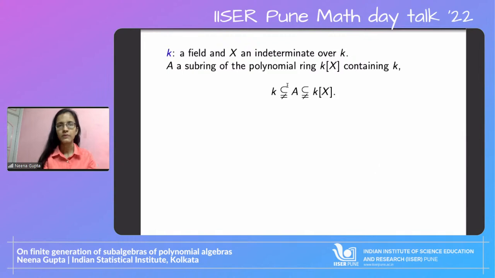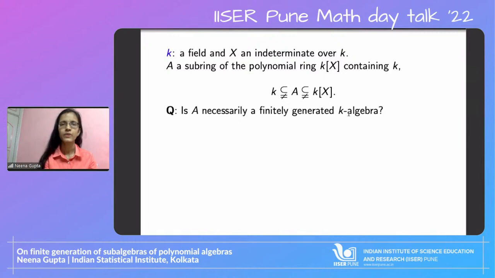So let K be a field and X be an indeterminate over K, and A a subring of the polynomial ring K[x] containing K. Then a natural question, like Hilbert, we can ask is whether A is necessarily a finitely generated K-algebra. When K is a field, in this case we can actually give a proof. So the answer is yes, and here is the proof.